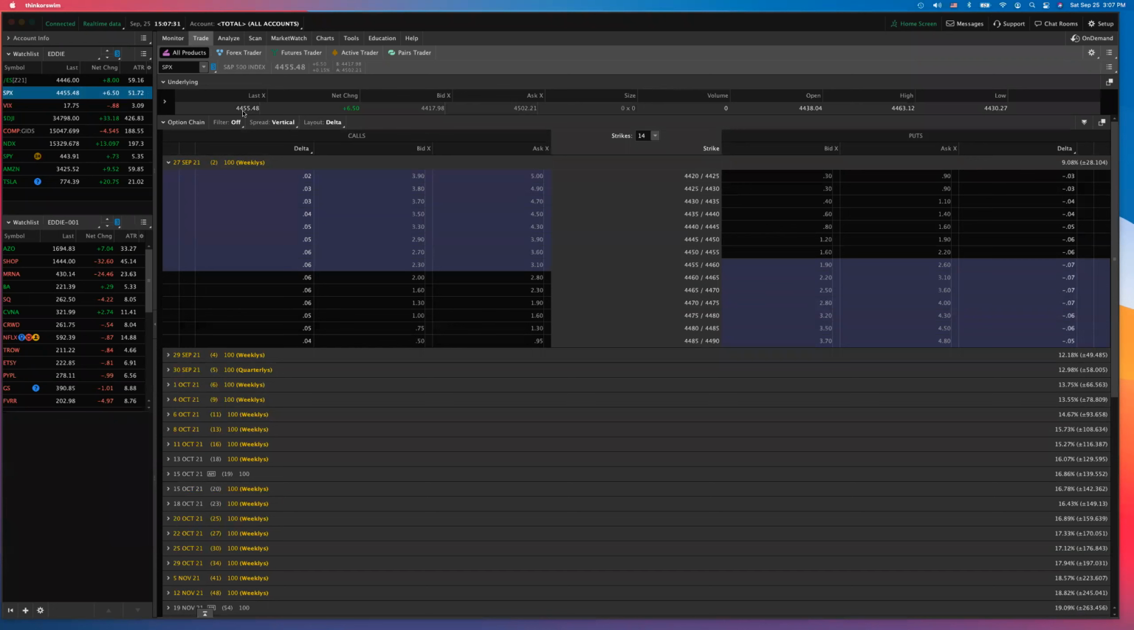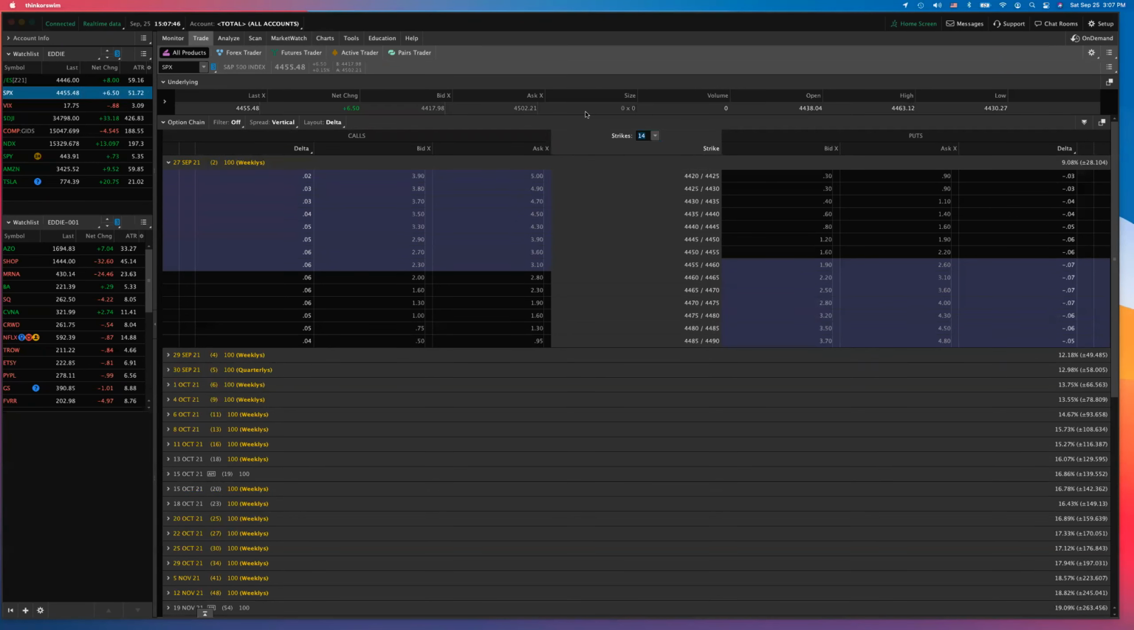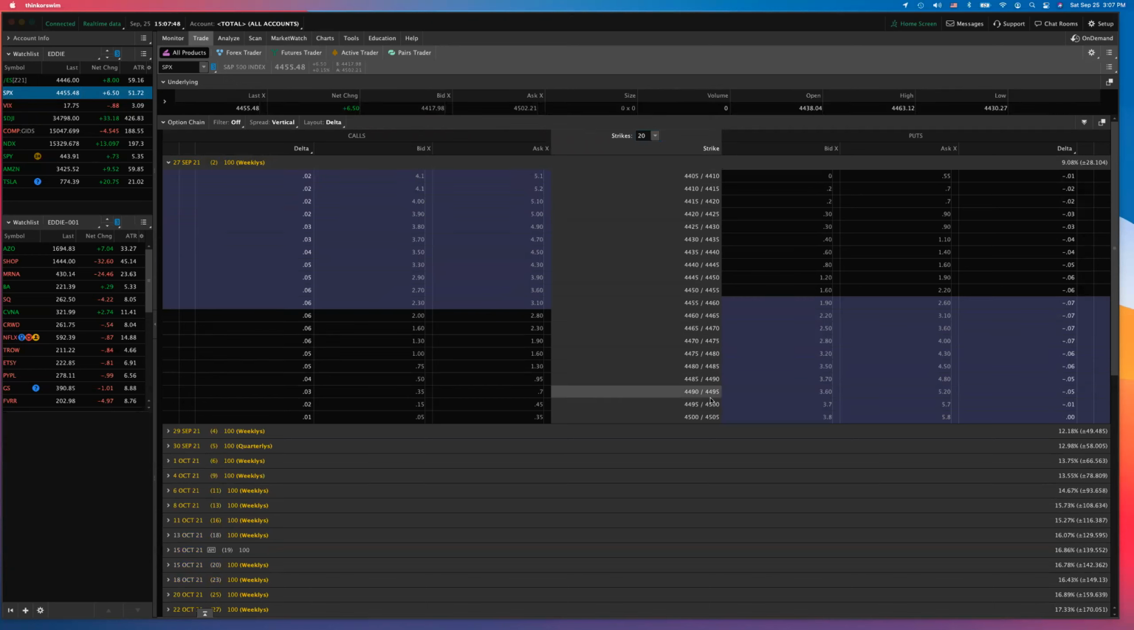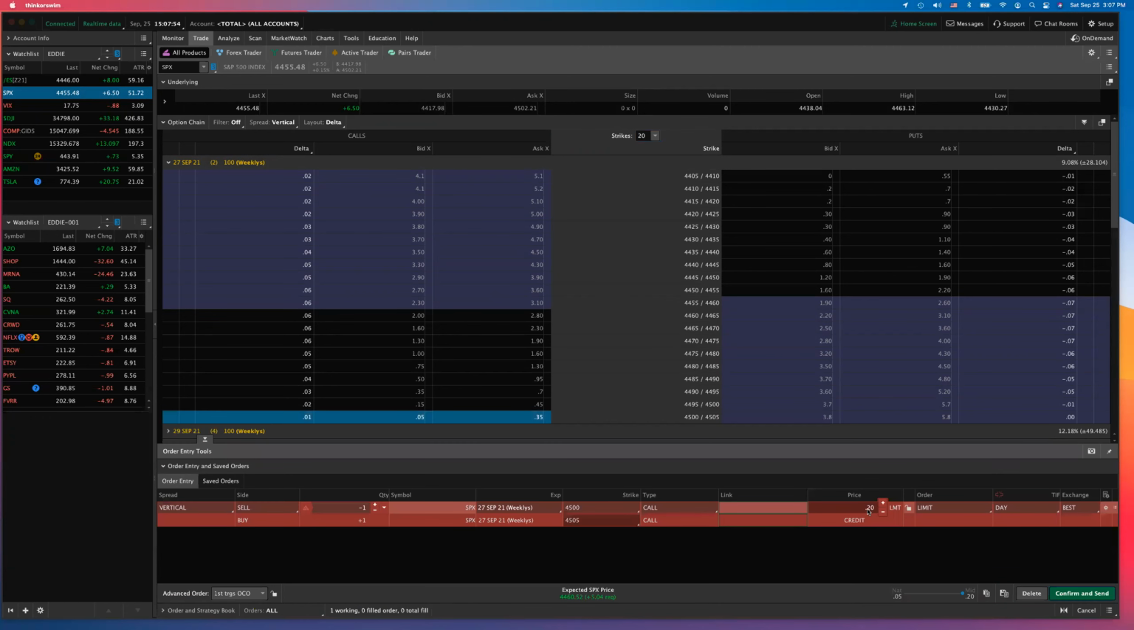So 4,400 would be correct. On the extreme, on the opposite side, 4,500 or 4,510 would also be correct. However, is there any premium at those levels? Let me go back here to about 20 strikes. At 4,500, do I have any premium? Yes, I do have premium, but is it worth it? No, 20 cents is not worth it.